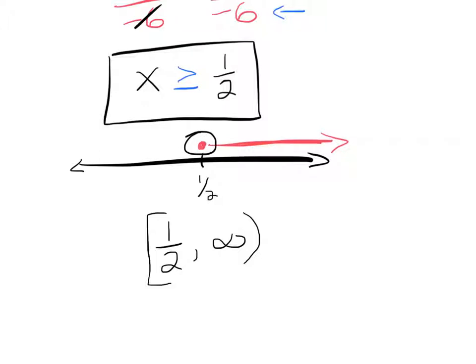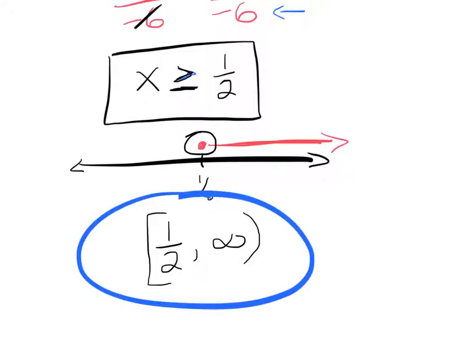That's why I used a closed circle here, and that comes from the fact that there's this equal sign in the inequality. It's greater than or equal to 1/2, which means 1/2 is included. This, in all its glory, the bracket 1/2 comma infinity, is the interval notation for the solution set of all numbers greater than or equal to 1/2.